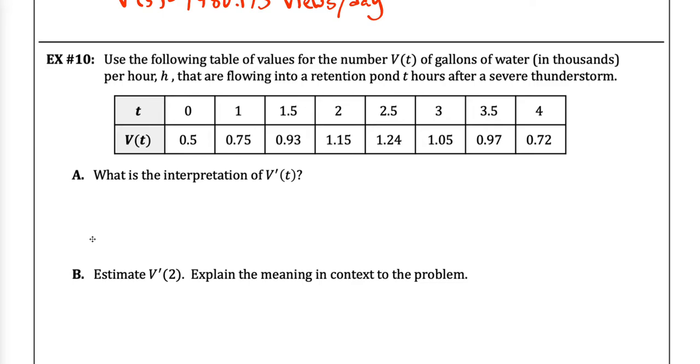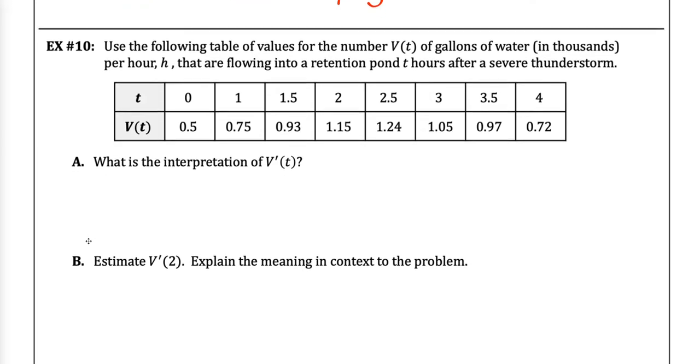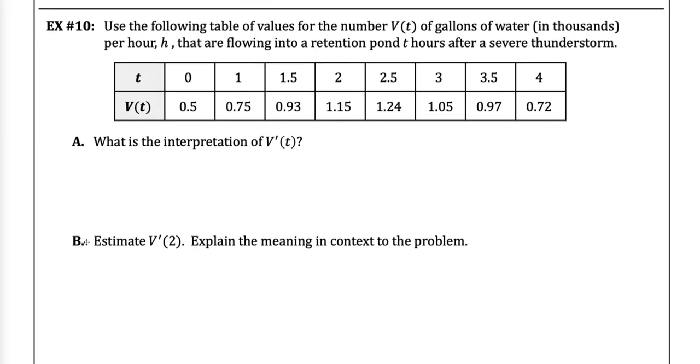Do we want to do a table? Sure. Following table of values for number of gallons of water in thousands per hour that are flowing into a retention pond T hours after a severe thunderstorm. So V of T, we're told, is gallons per hour. Obviously, T is hours.